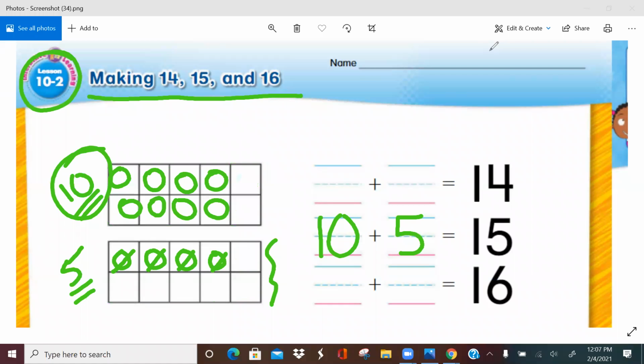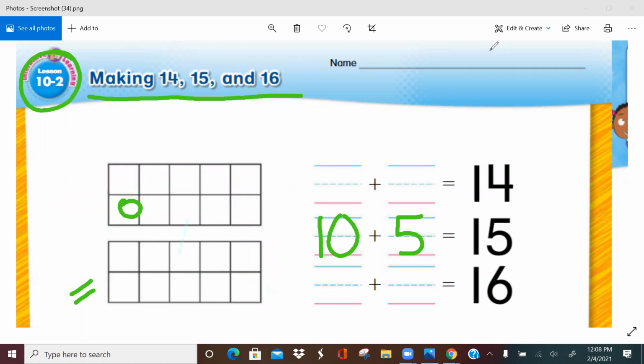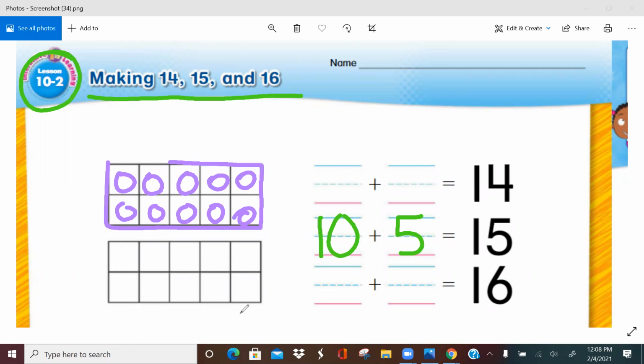All right, let's do another number sentence. This time, let's play Make 14. So let's fill in our 10 frames to make 14. What do we do first? We're going to fill in one of the 10 frames completely, because we know how many this is going to be. How many is in this 10 frame without counting? 10, right? We know that because it's full. All right, we said we're going to make 14, so we're right here. How many more do we need to make 14?